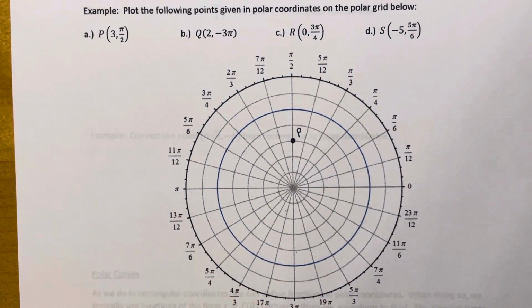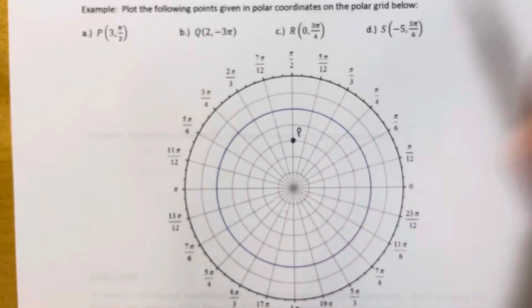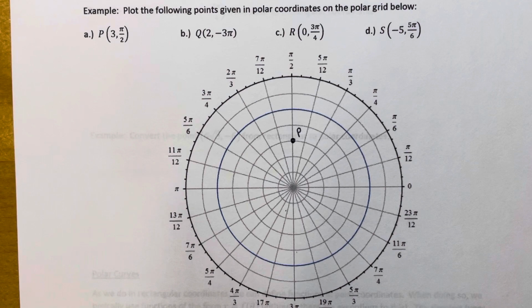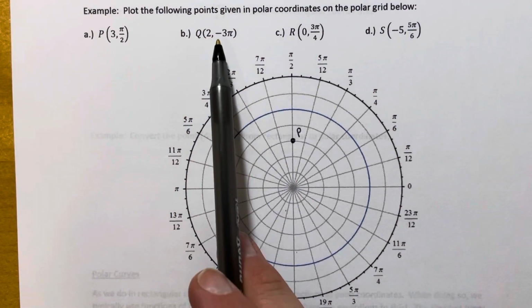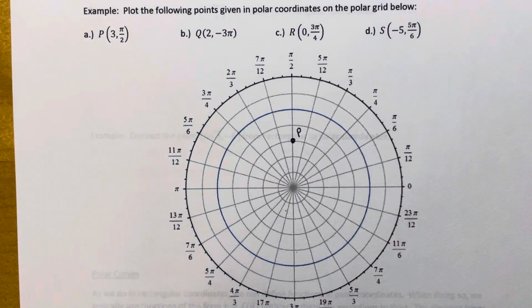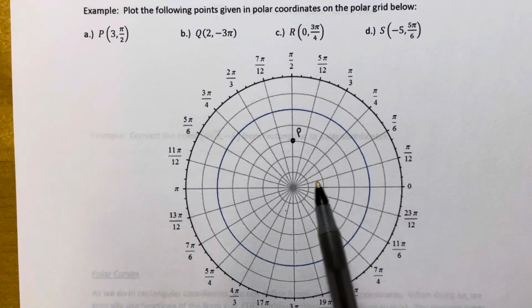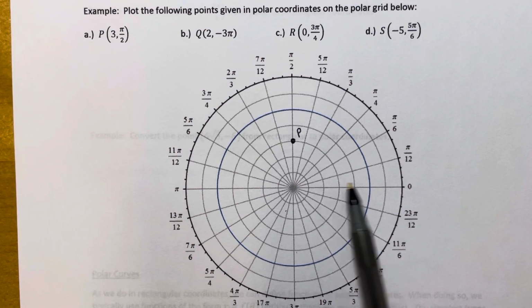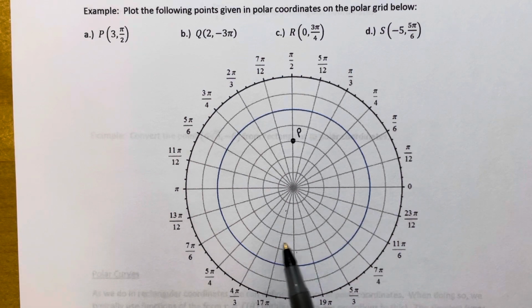Okay? Taking another point as an example, I want to plot the point Q, 2, negative 3 pi. So negative 3 pi, I think of this exactly in the same way I would think of angles in trigonometry. If an angle is negative, I simply measure that relative to the positive x-axis, but moving clockwise instead of counterclockwise.